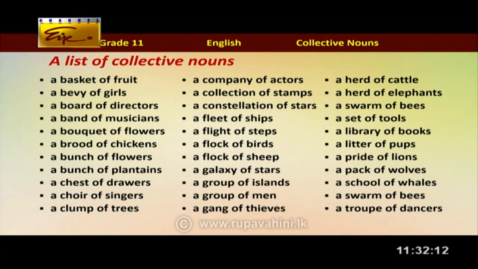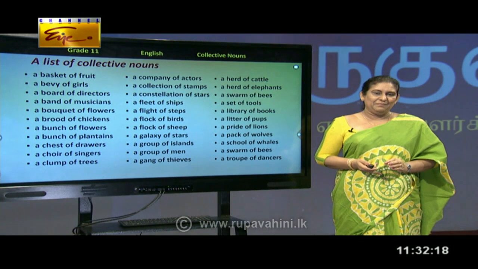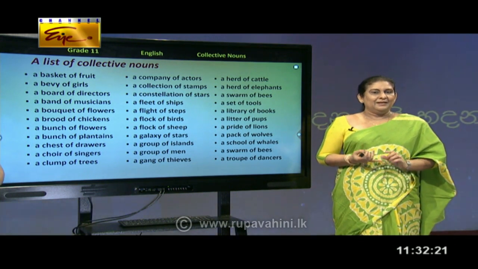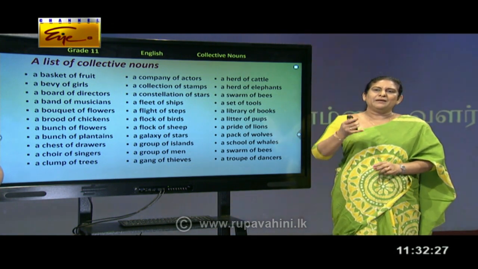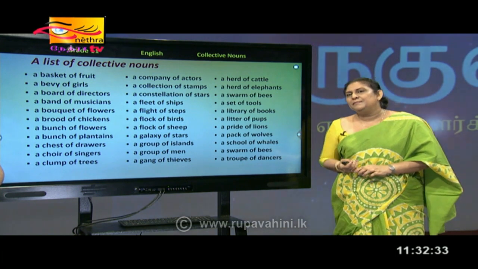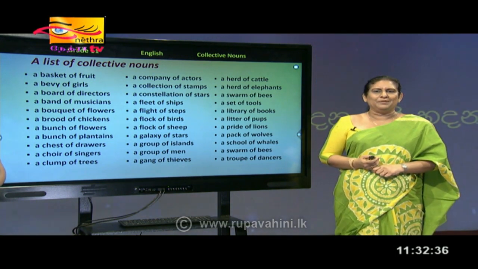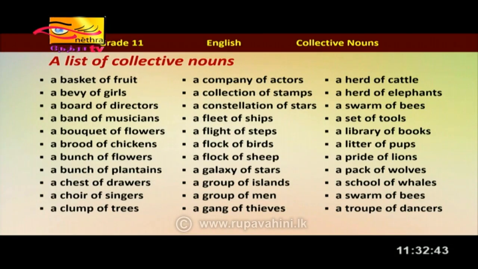Now, you have a chart in your workbook and you have to categorize them under three headings: people, animals and things. Look at the list and see whether you can identify the collective nouns used on people. Yes, Maheshi, can you pick at least two or three? Yes, I think I can. A board of directors. Of course, that goes under people. A band of musicians. And a choir of singers. So children, hurry up and jot down the collective nouns that go under people.